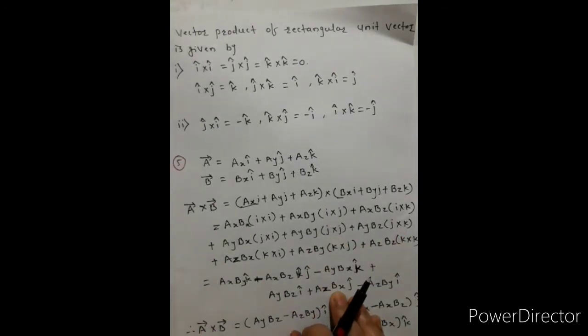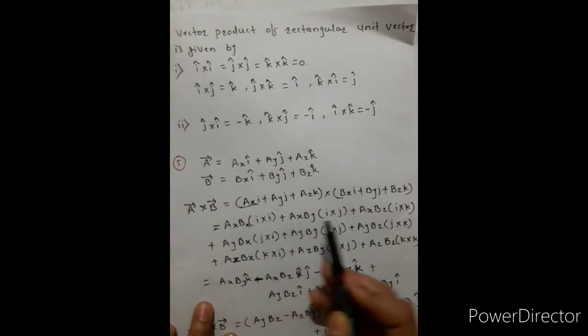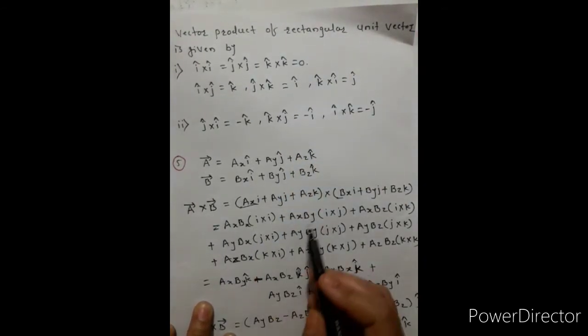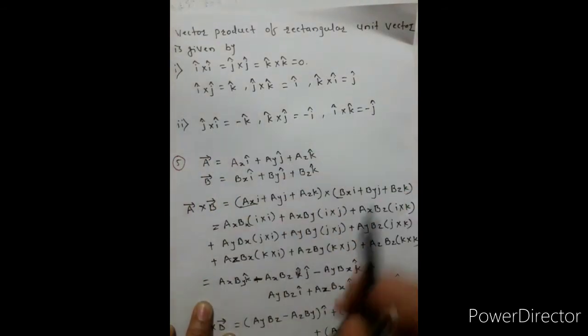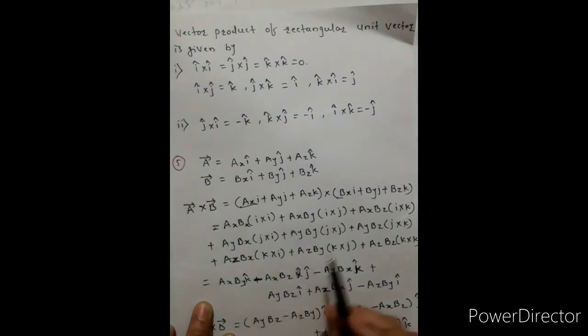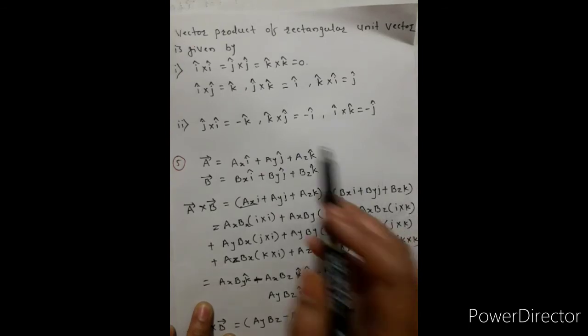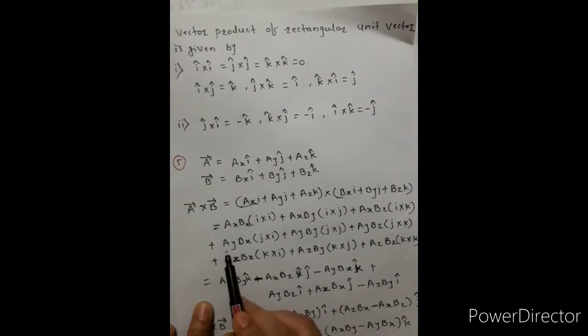Okay, now here we know that the cross product of the same unit vectors is equal to 0. So here i cross i is 0. Then ax by i cross j is equal to k cap. Then next one is ax bz, i cross k is equal to minus j, so here minus ax bz j cap.